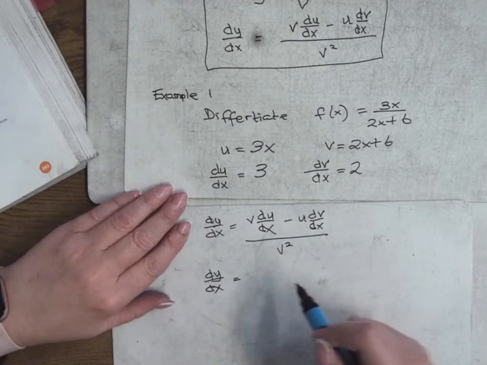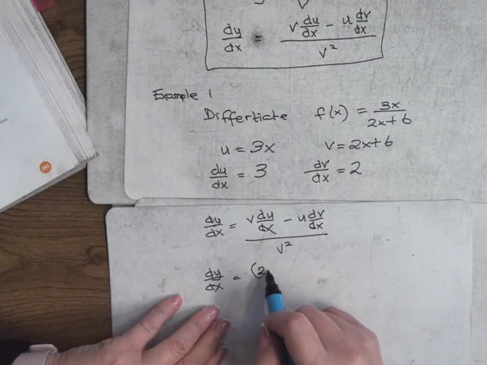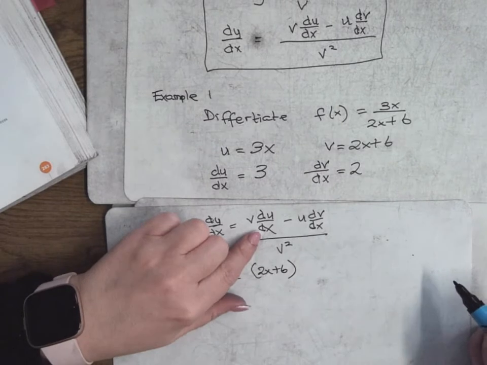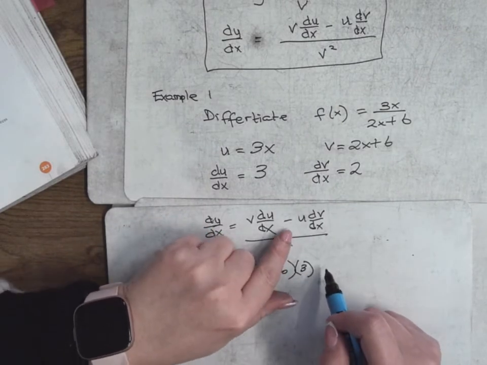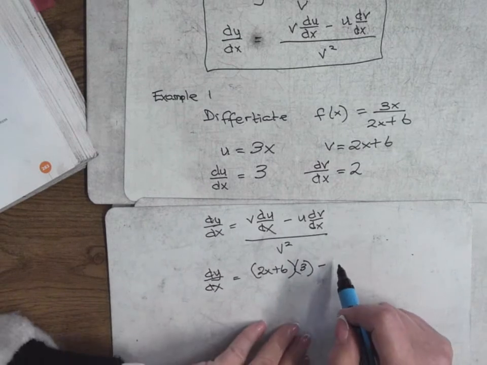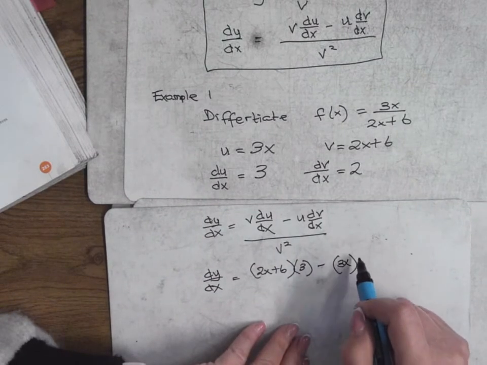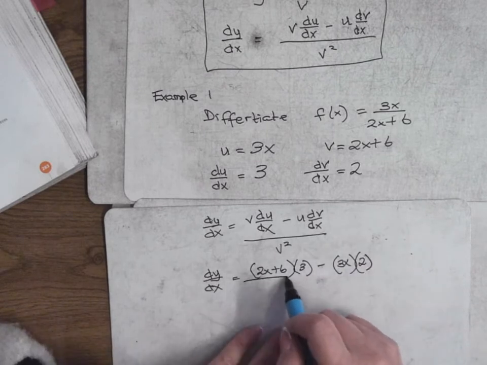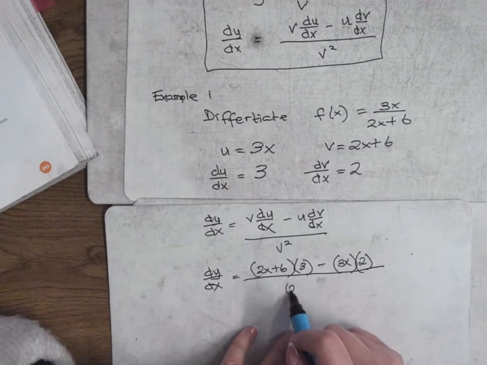so it's equal to v, which is 2x plus 6, multiplied by du dx, which is 3. Then there's a minus sign. Then it's u, which is 3x, multiplied by dv dx, which is 2, all over v squared, which is 2x plus 6 all squared.